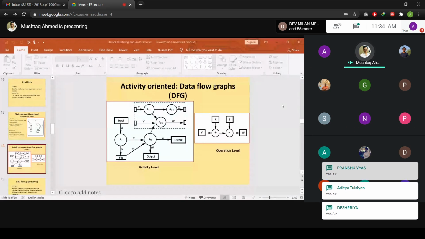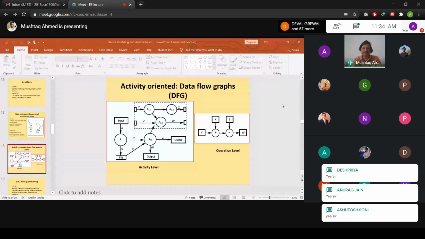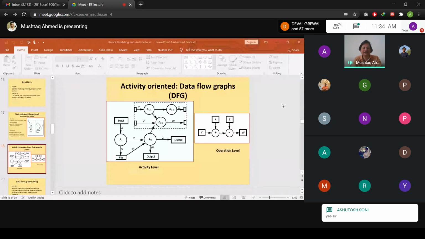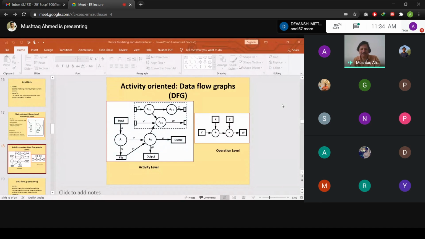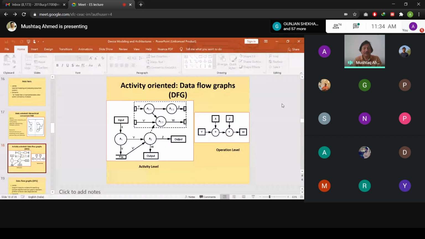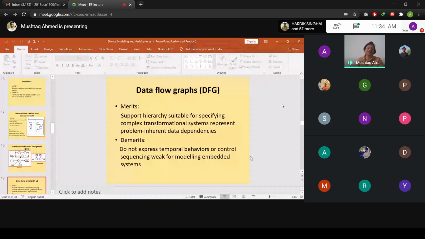Okay, so the ER diagram and this data flow graph, these diagrams, you can easily understand. Because in computer engineering it is self-explanatory, and you can easily understand what type of operations would be performed using such a data flow graph. It is self-explanatory and depictable, and if it is asked what the features or merits or demerits of this data flow graph are, it supports the hierarchy suitable for specifying complex transformation systems, representing the problem's inherent data dependencies.